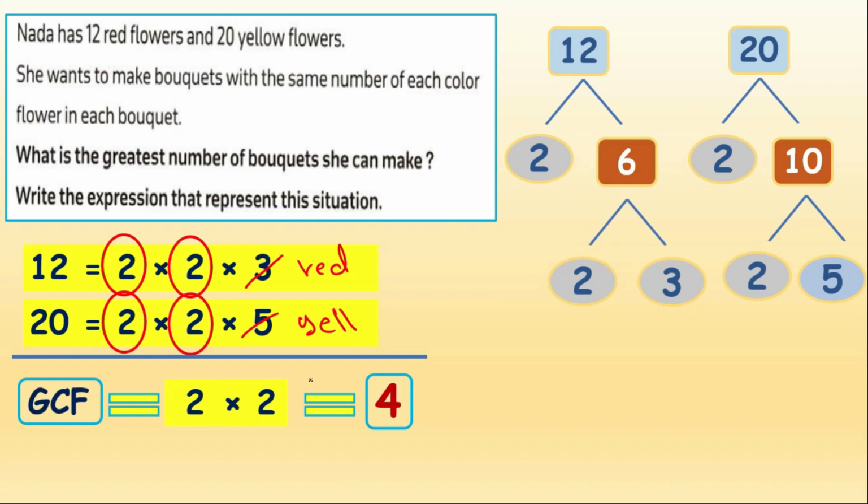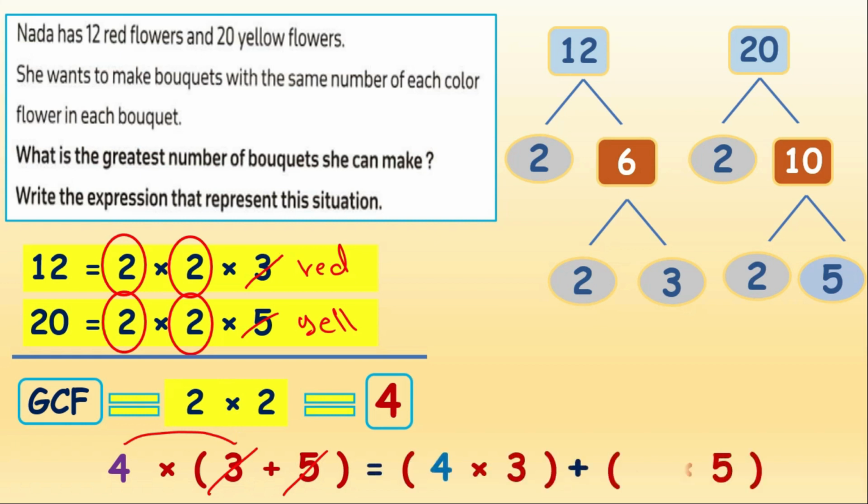Okay, so now let's write the expression. 4 as a common factor or number of groups. يعني number 4 عندنا ده هو عدد الجروبس. Okay, فبناخده common factor. Okay, طب each group formed of 3 red flowers and 5 yellow flowers. Okay, and we can distribute 4 times 3 and 4 times 5.